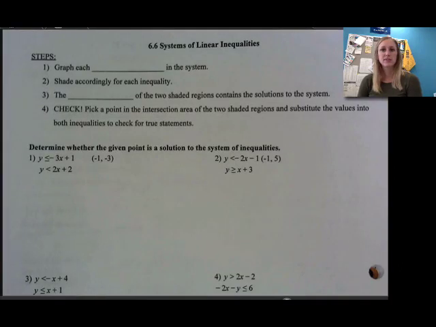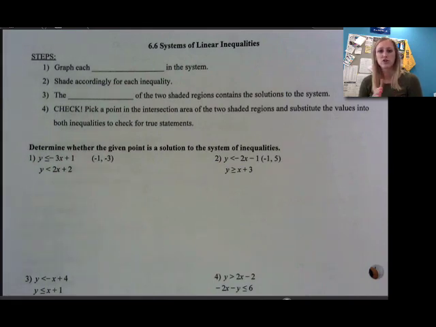Hi guys, this video is going to talk about how to graph systems of linear inequalities. So we've done linear equations and we looked at three different methods for solving: graphing, substitution, and elimination. We are going to use our graphing method for inequalities, but graphing inequalities looks just a little bit different.